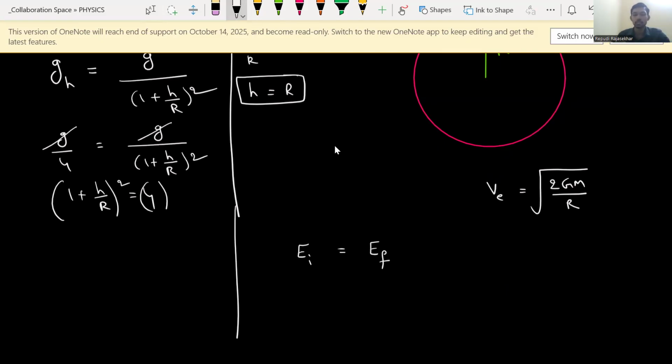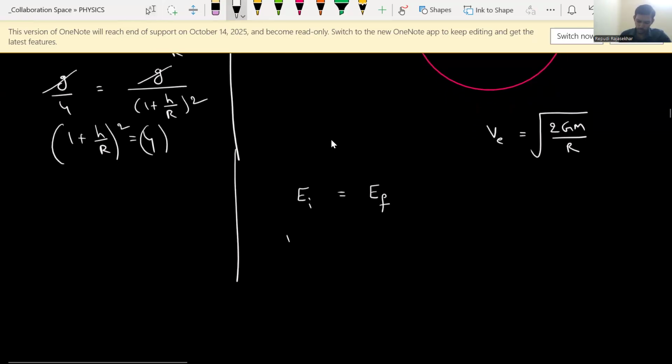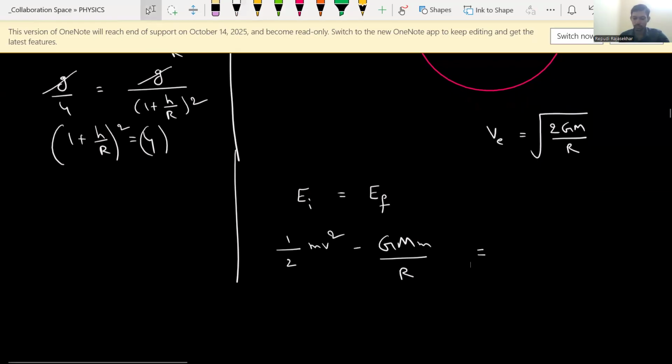Do not consider any energy loss, because there is no loss of energy. This is the assumption. So initial energy equals half mv square minus the potential energy equation, GMm divided by R. Equals what is the final energy?